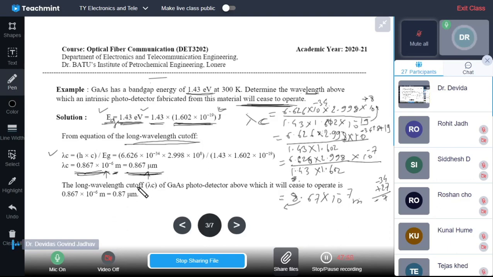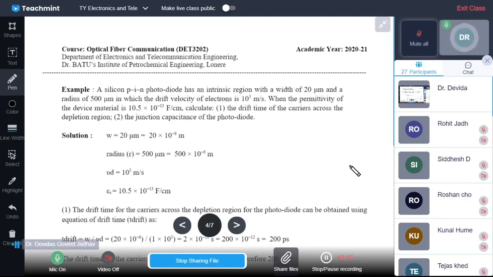Okay. So the long wavelength cutoff lambda c for the GaAs optical photodetector, above which it will cease to operate, is 0.867 × 10 raised to minus 6 meter, or 0.87 micrometer. So this is the problem for long wavelength cutoff.